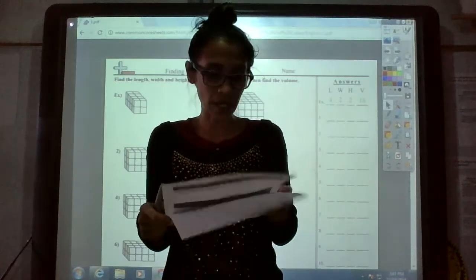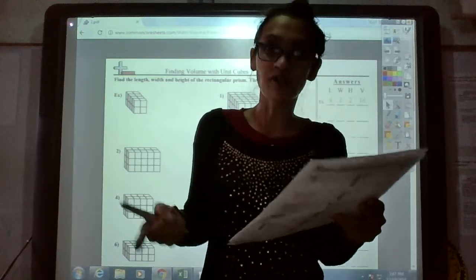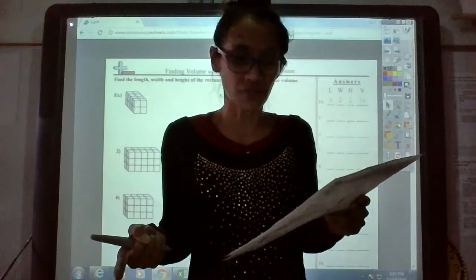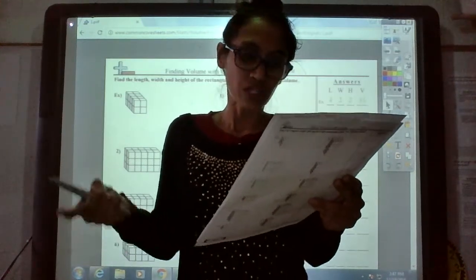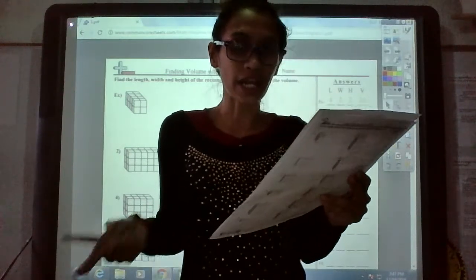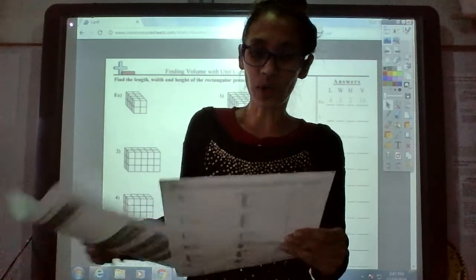Measurement and data, geometric measurement. Understand concepts of volume and relate volume to multiplication and division. Measure volumes by counting unit cubes using cubic centimeters, cubic inches, cubic feet, and improvised units. All right, are you ready? Let's begin. We are working on this side, bam, right here.